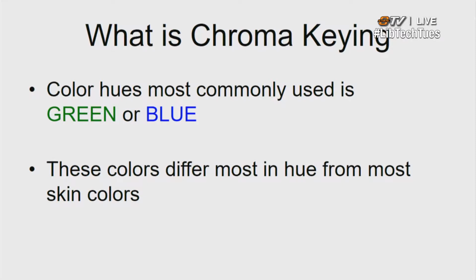The color hues most commonly used in chroma keying are green or blue, and the reason is that, as it says up here, these colors differ most in hue from most skin tone colors. So if you're wearing a blue shirt or blue pants or blue something, and you're in front of a blue screen and it's chroma keyed, then that piece of clothing is going to be keyed in, or the image is going to be keyed into your shirt and stuff like that. So you want to avoid wearing the same color of clothing as the color behind you, and the same with any other color.